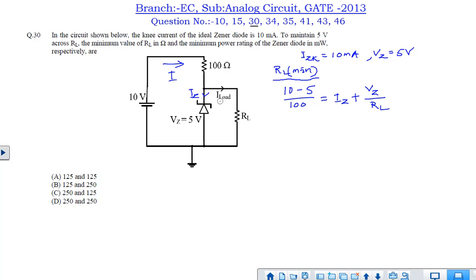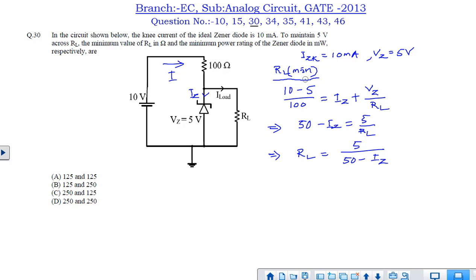IZ plus IL. IL is nothing but VZ by RL. Again, VZ is 5 volt. So if we simplify this, we will get an expression for RL in terms of IZ. So RL is dependent upon IZ.